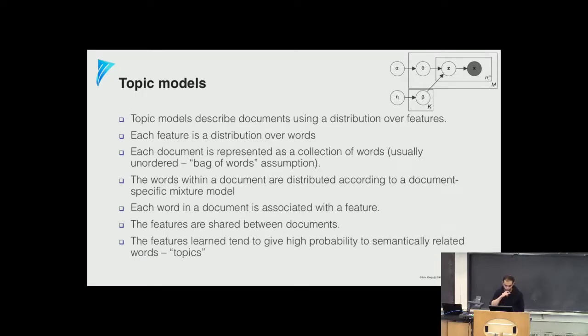And then we assume that words within a document are distributed according to a specific mixture model that is coming from these features. And each word in a document is associated with a feature. So the feature, or this thing that I call feature, is eventually going to be called a topic in this topic model. Because when we fit the model to the collection of documents, we'll see that certain words that are coming from the same features are sort of clustered according to the topics. So we can associate some sort of meaning or topic to the corresponding feature.